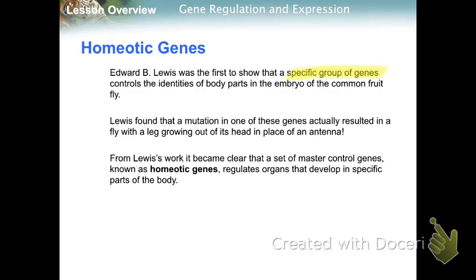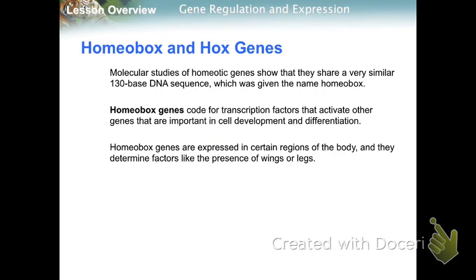Specific groups of genes control the identities of body parts in the embryo of the common fruit fly. Edward B. Lewis was the scientist that found that out. He found a mutation in one of these genes actually resulted in a fly with a leg growing out of its head in place of an antenna. These genes that control position of body parts are called homeotic genes. They regulate organs that develop in specific parts of the body.